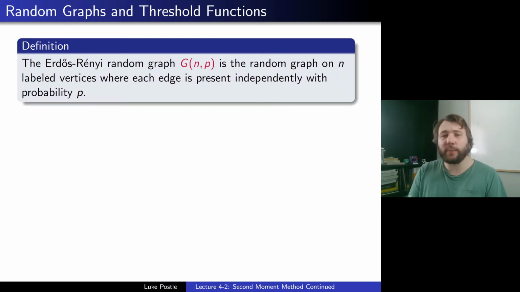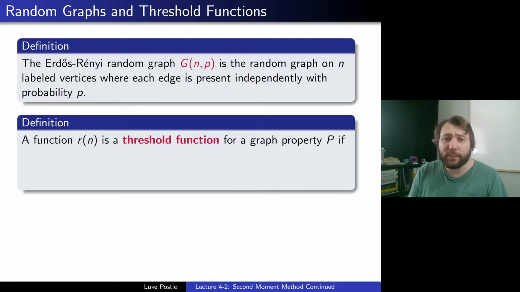So the first example we're going to look at today comes from random graphs and so-called threshold functions. We've hinted at this before, but let's define this a bit more formally. The Erdos-Renyi random graph G(n,p) is the random graph on n labeled vertices where each edge is present independently with probability p. So the famous random graph model G(n,p), where you put in the edges independently with probability p.